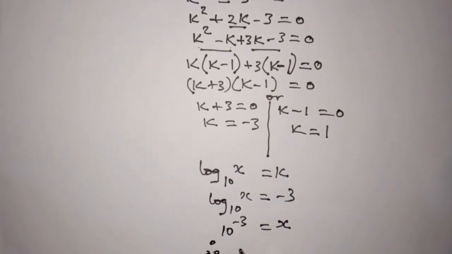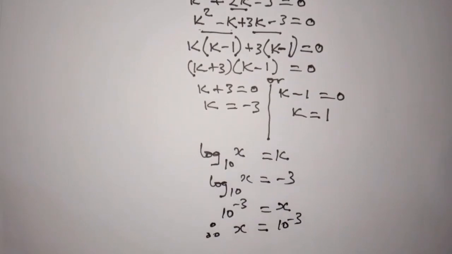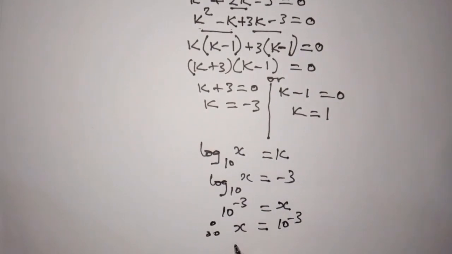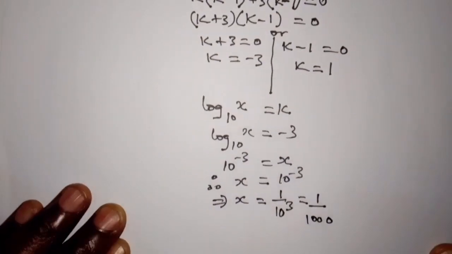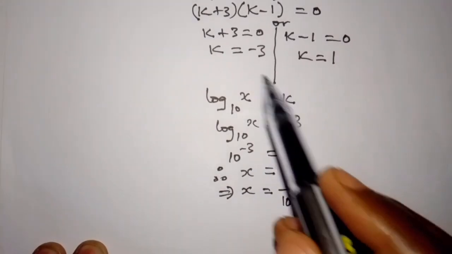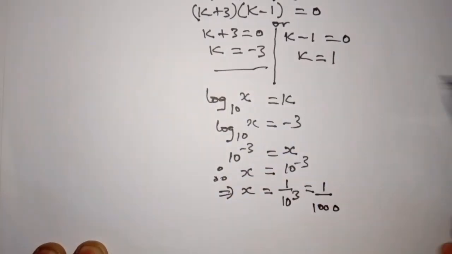Therefore, our x is equal to 10 power negative 3. This implies that x is equal to 1 over 10 power 3, which is equal to 1 over 1000. That is in the first place where k is negative 3.